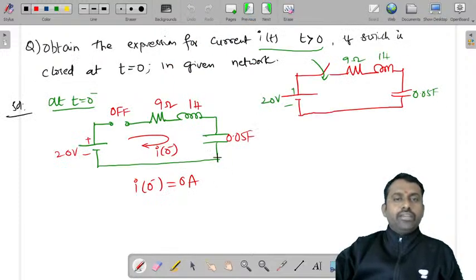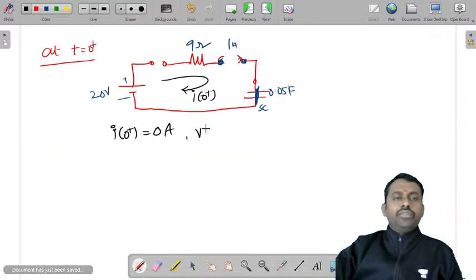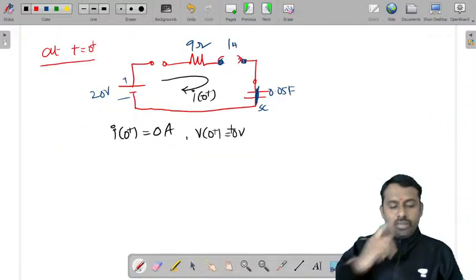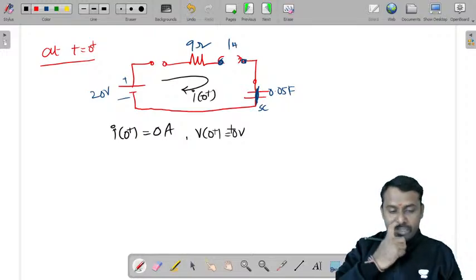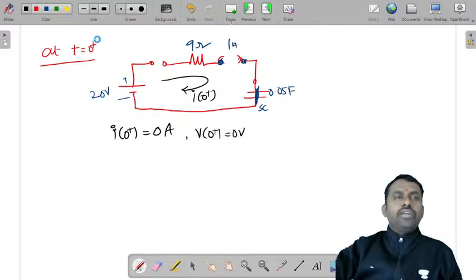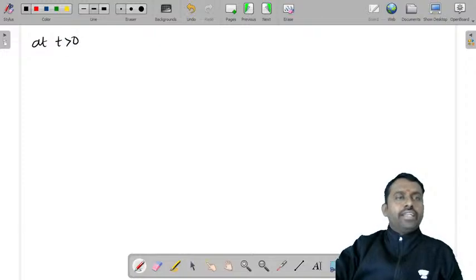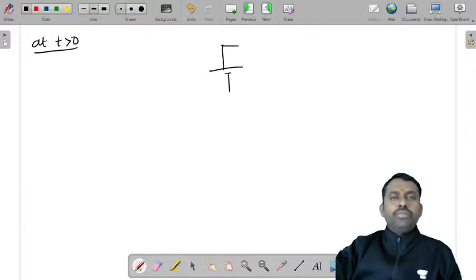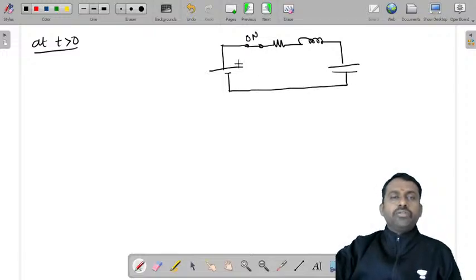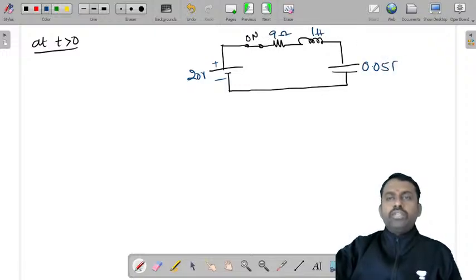Now even if you write the voltage across the capacitor, VC of 0 minus is 0 volts, and VC of 0 plus is 0 volts. So the inductor does not allow sudden change of current and the capacitor does not allow sudden change of voltage. Now let us consider t greater than 0. At t greater than 0, the switch is on, and you have a resistor, inductor and a capacitor connected to the supply, and the value of supply voltage is 20 volts, resistor 9 ohms, inductor 1 Henry, capacitor 0.05 farads.